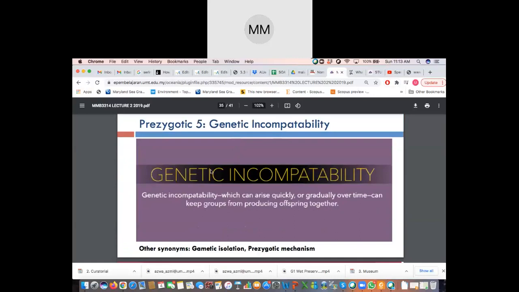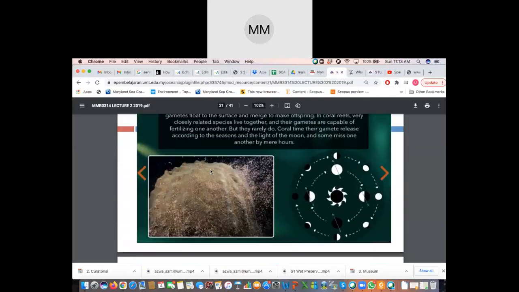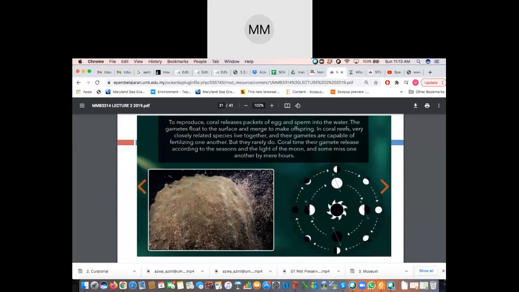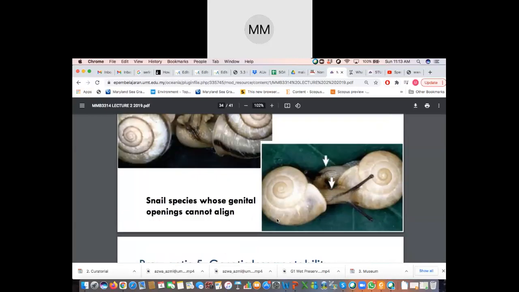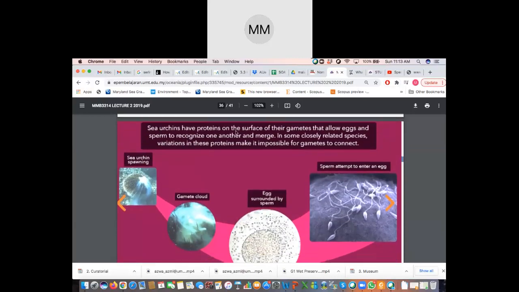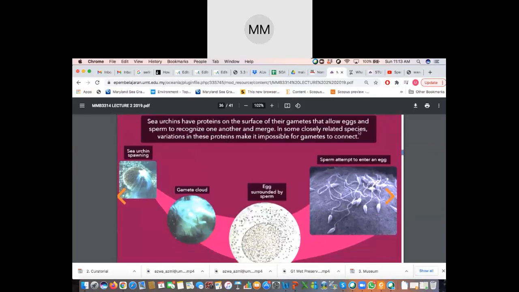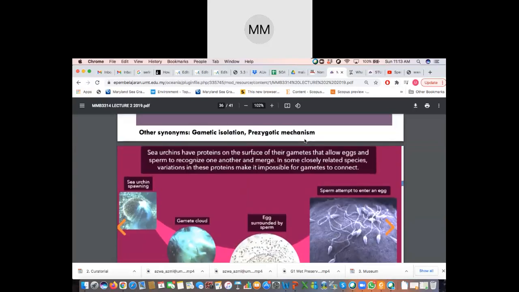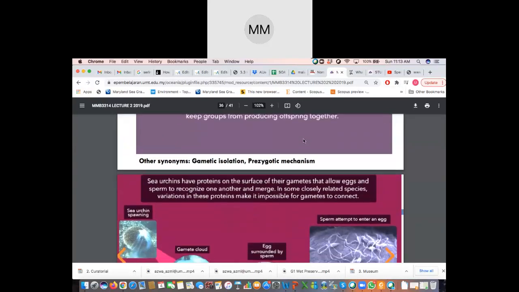So very different from this one, in such that gametes can actually play a part, of course, but this one, the key word here is more of the time. So which is why they brought in the term of seasons, of the light and moon, or the timing. And in this case, for example, we have sea urchins that have proteins on the surface of their gametes that allow eggs and sperm to recognize one another and merge. In some closely related species, variations of this protein make it impossible for gametes to connect. So this is more of a genetic isolation or gametic isolation.